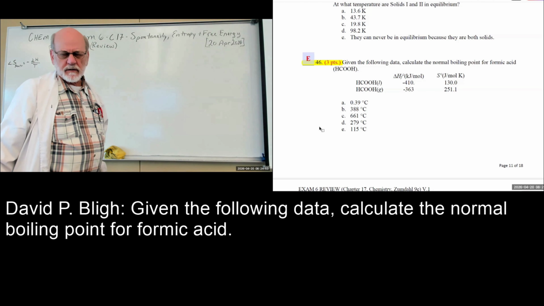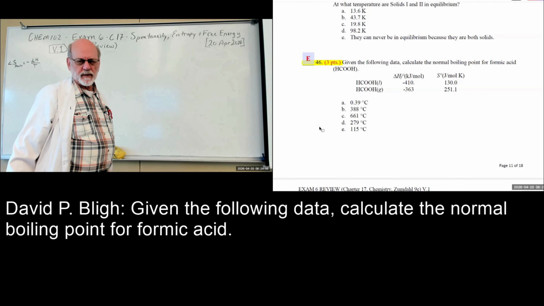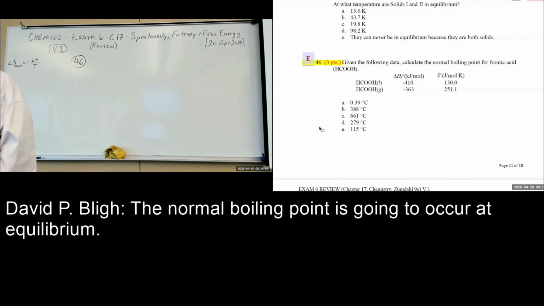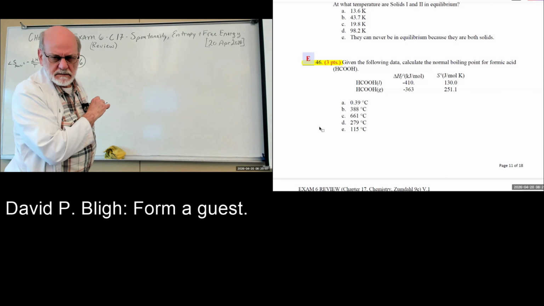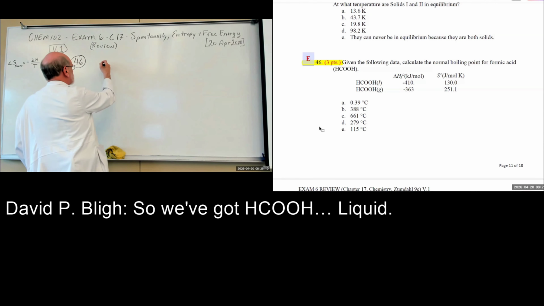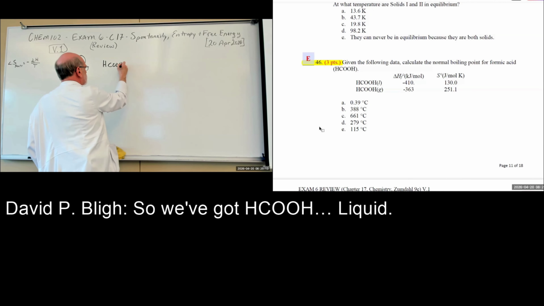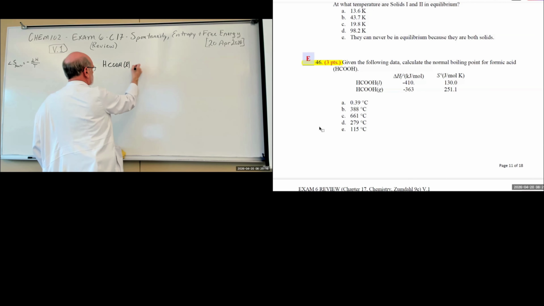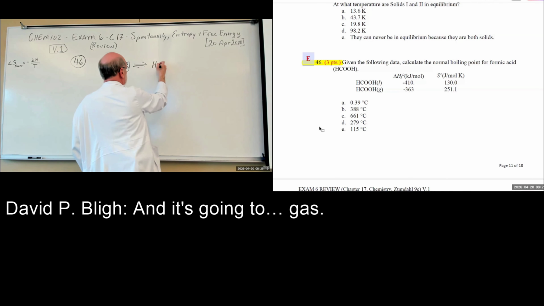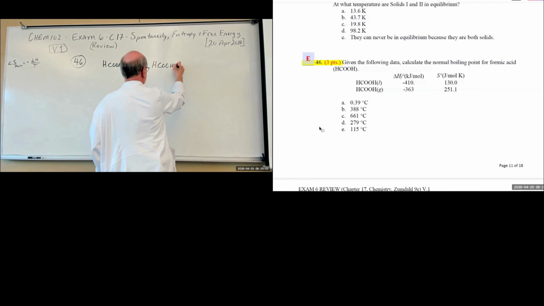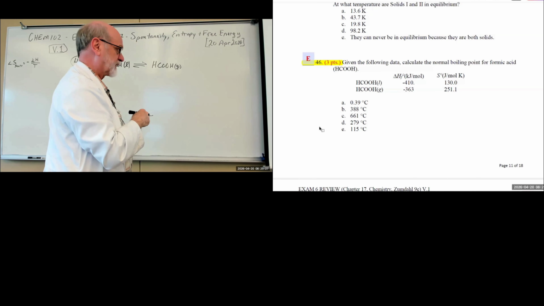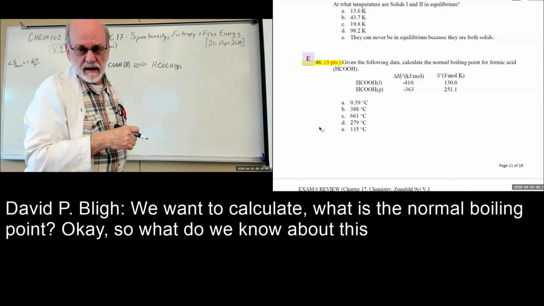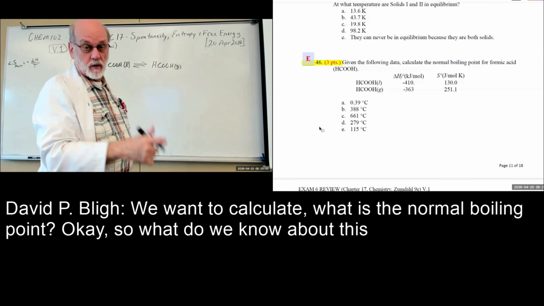Okay. Given the following data, calculate the normal boiling point for formic acid. The normal boiling point is going to occur at equilibrium, so let's put what we know up here. Formic acid, HCOOH liquid, going to gas. We don't need to write the rest of it up there. We want to calculate the normal boiling point.